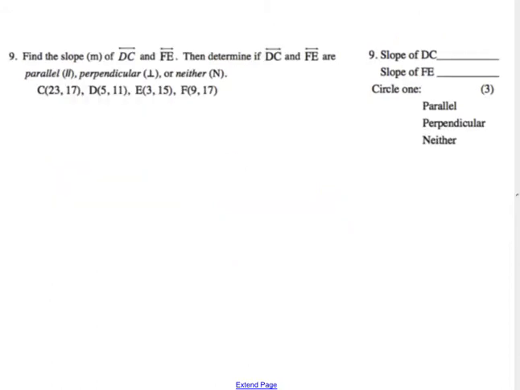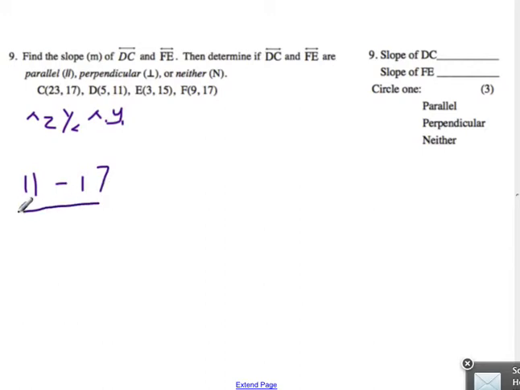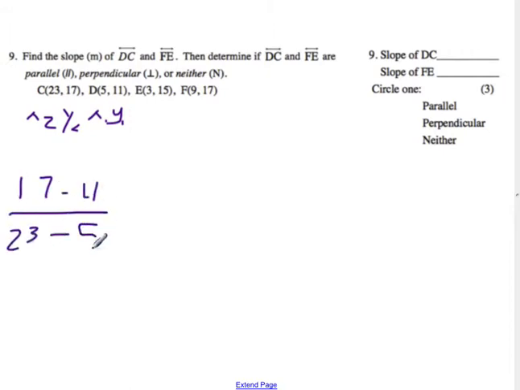Now, let's take a look at number 9. Number 9 wants us to find the slope of DC to start off with. So we have x1, y1, x2, y2. So I'm going to do y2 minus y1 divided by x2. Oops, I did y1. Sorry, so we're going to do y2 minus y1 over x2 minus x1.